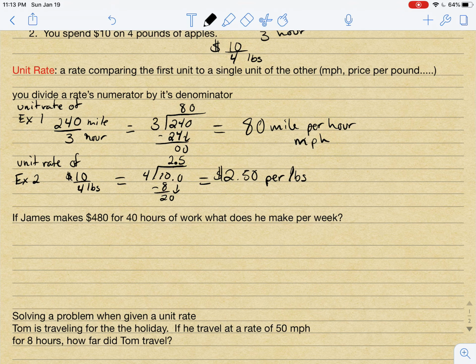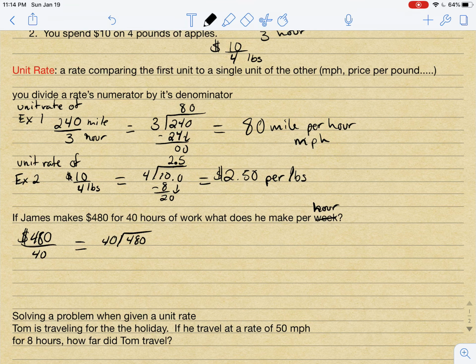So now if James makes $480 for 40 hours of work, what does he make per, that shouldn't be week, that should be hour. Okay, so 480 is our top value, and it's per 40 hours. So to find what he makes per hour, we're going to divide 480 by 40. Once again, our numerator goes under the bracket.